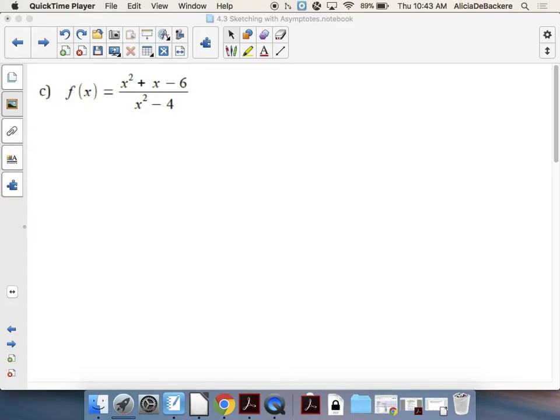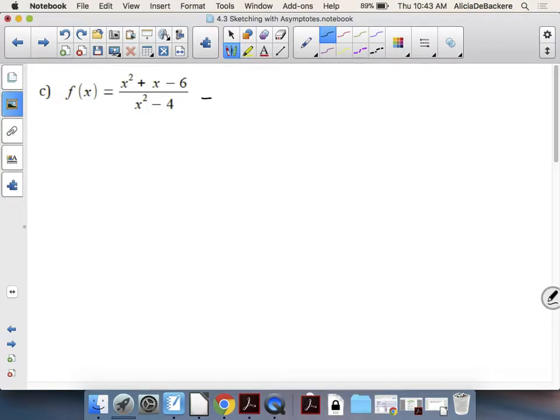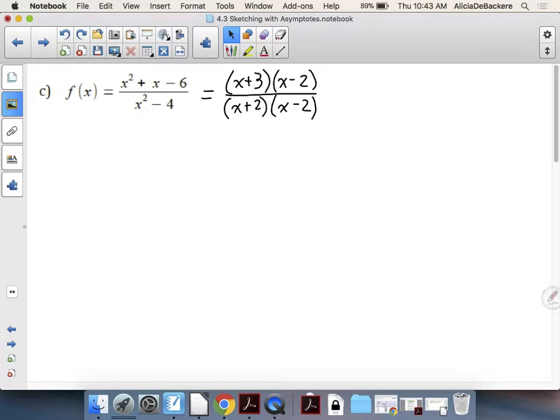Okay, we're back with example C. So to get started here, I'm going to factor the top and the bottom of my equation. And what I notice is that there is a factor that's going to cancel there. So I know that there's a hole at x equals 2.